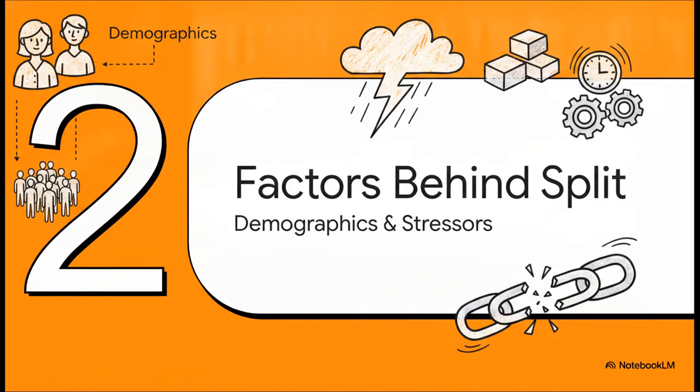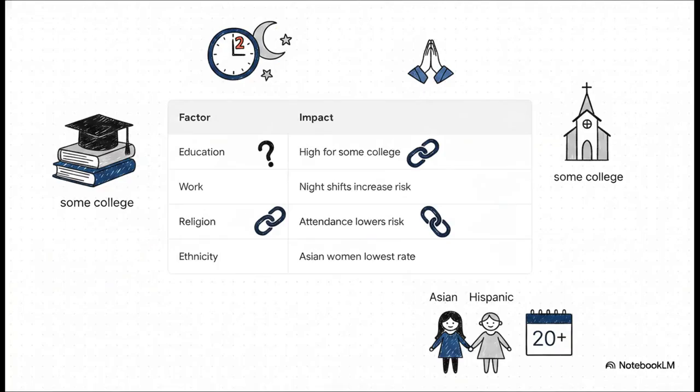All right, Section 2, factors behind the split. Let's look at the demographics and stressors of modern marriage. Now, let's see how specific demographic factors play into those statistics we just talked about. What's absolutely fascinating here is how modern, everyday stressors directly correlate with the likelihood of a split. For example, simply working the night shift can actually bump up your chances of divorce.